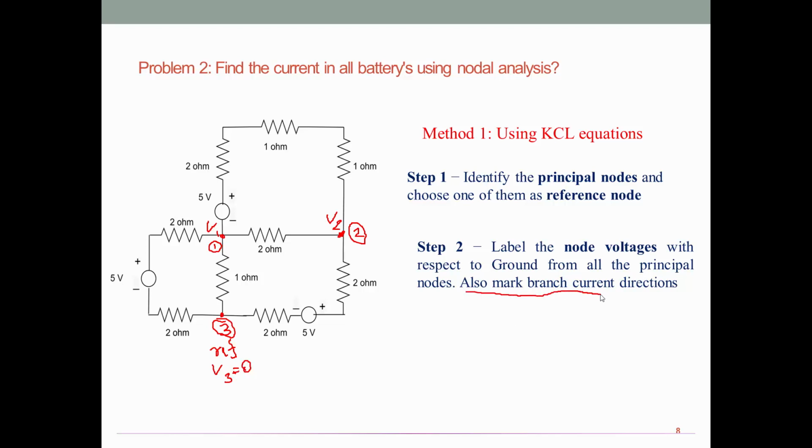And look at this line, also mark branch current direction. Let me randomly mark the branch current direction here. This is I1 and here I2 in the downward direction, upward I3, and this is I4. So node 1 has 4 branches, all 4 filled with current direction. But node number 2 has 3 branches, among these 2 are already filled, the third one is filled by I5.